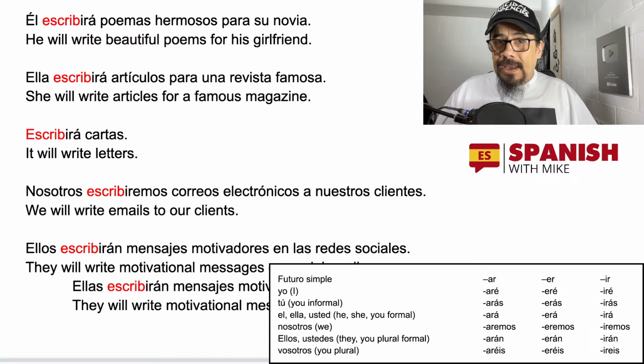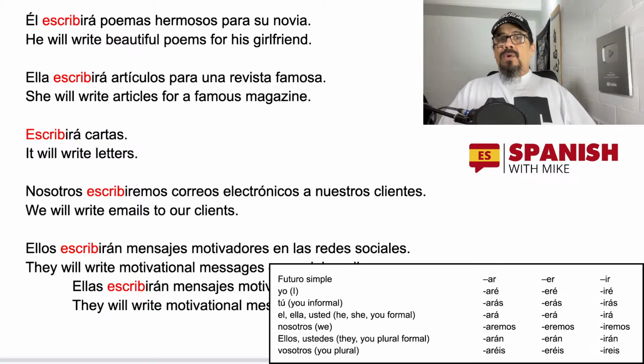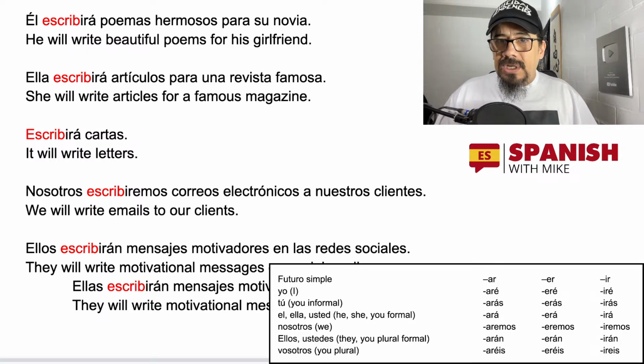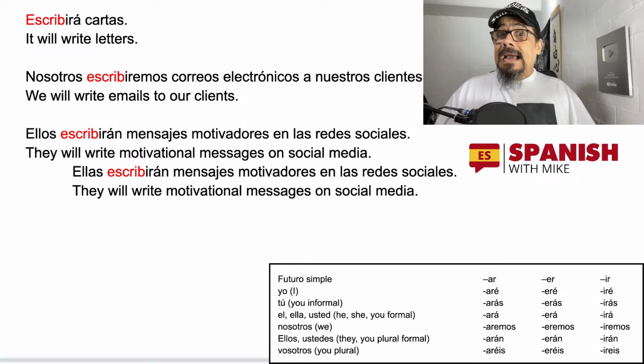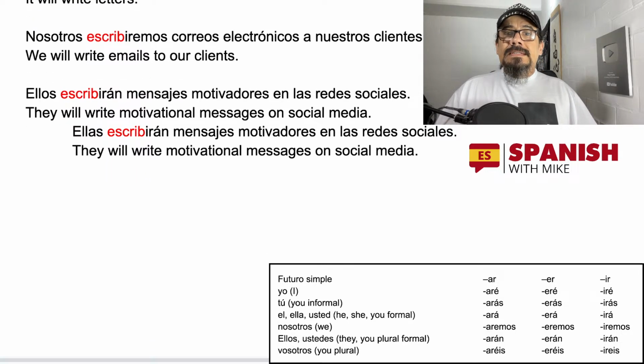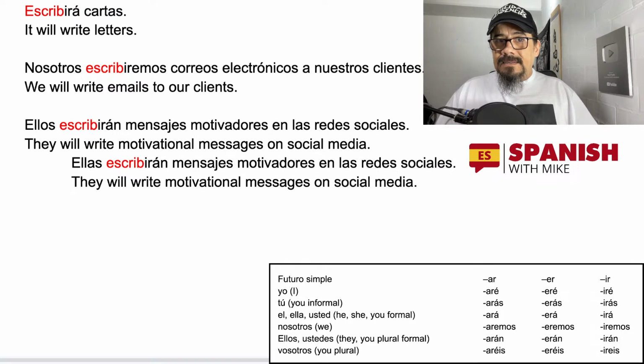Él escribirá poemas hermosos para su novia. He will write beautiful poems for his girlfriend. Ella escribirá artículos para una revista famosa. She will write articles for a famous magazine. Escribirá cartas. It will write letters. Nosotros escribiremos correos electrónicos a nuestros clientes. We will write emails to our clients.